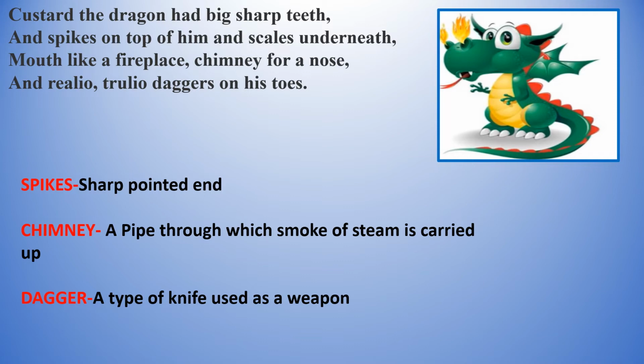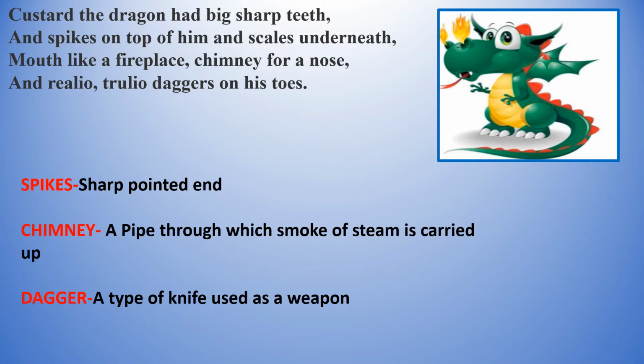Let's start with the explanation of the third stanza. Here, firstly, we will discuss the difficult word meanings. Spikes means sharp pointed ends. Chimney means a pipe through which smoke or steam is carried up. Dagger means a type of knife used as a weapon.